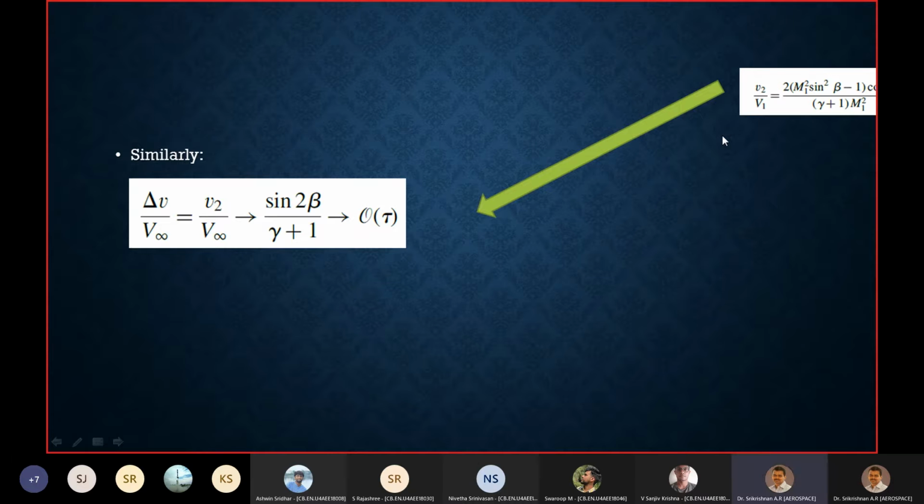Okay, so this term sine 2 beta by gamma plus 1 can be of order of magnitude tau. Tau is a small parameter. Beta is small, so sine 2 beta is also going to be small. Gamma plus 1 is going to be 2.4. So this ratio, sine 2 beta divided by gamma plus 1, can be assumed to be of order of magnitude tau.